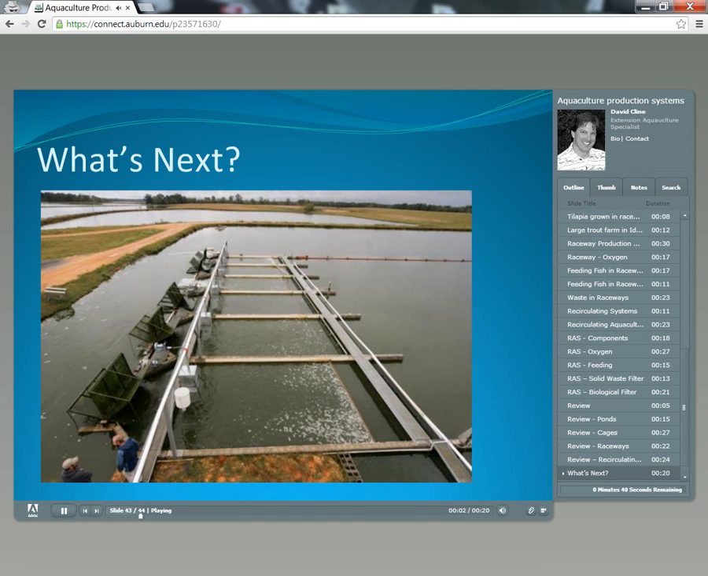In addition to the four traditional culture systems that we have looked at, scientists are developing new integrated systems that incorporate the best characteristics of each technology. Examples include in-pond raceways, floating raceways, and partitioned aquaculture systems. But that's a story for another day.